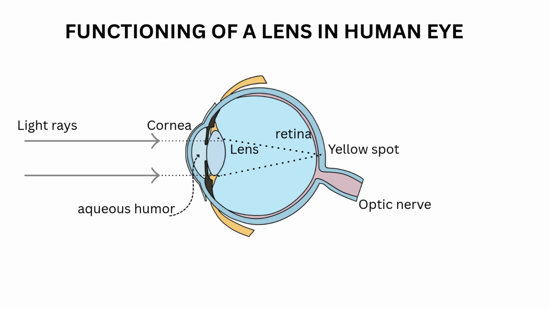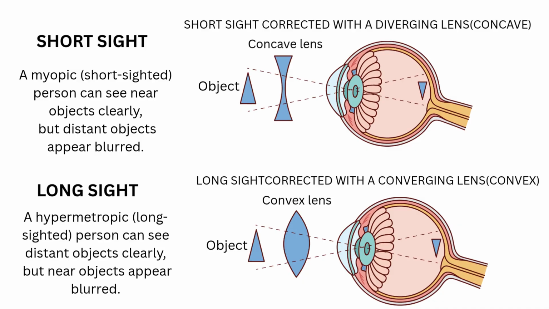When a person looks at a closer object, the ciliary muscles are contracted and the lens becomes thick or more curved. The rays from the object diverge. This change in the lens shape helps keep the image sharp on the retina. A short-sighted person can see near objects clearly but distant objects appear blurred. Short sight can be corrected by using a diverging lens. Long sight is opposite to short sight. A person can see distant objects clearly but near objects appear blurred. Long sight can be corrected using a converging lens like a convex lens.